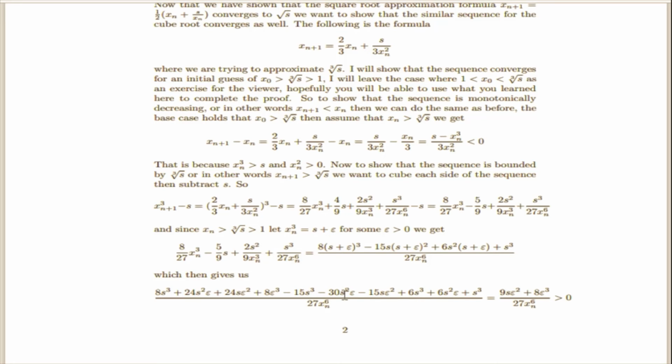Also, with the s squared epsilon, we have 24s squared epsilon here, we have negative 30s squared epsilon here, and we have positive 6s squared epsilon here, which ends up being 0 as well. So we're just left with positive terms because epsilon is greater than 0, s is greater than 0. So all of these are positive. The x sub n is positive, so everything here is positive. So that's how we know that it is greater than 0.